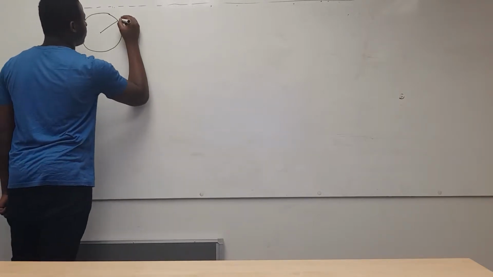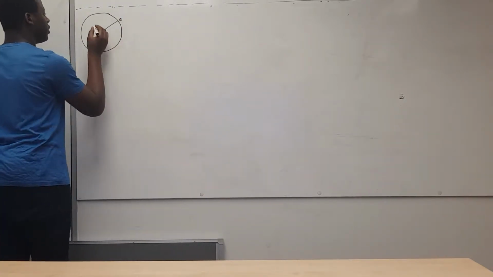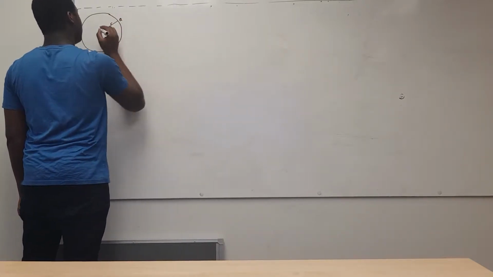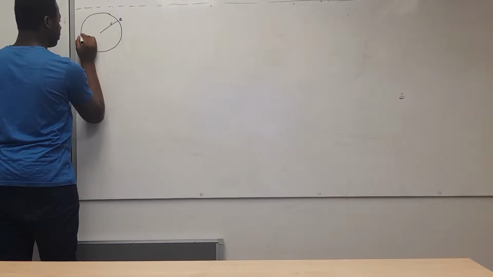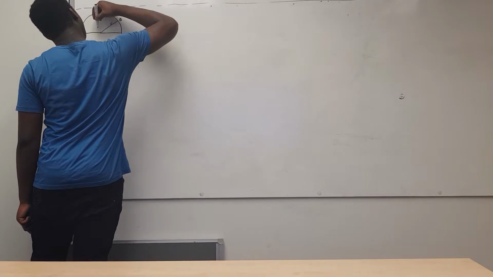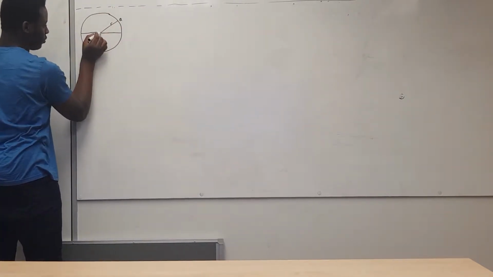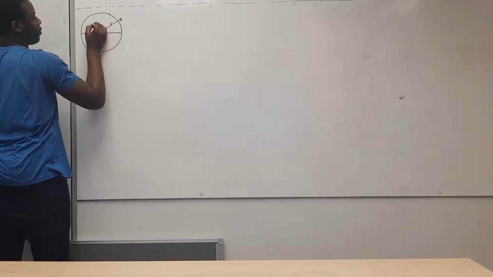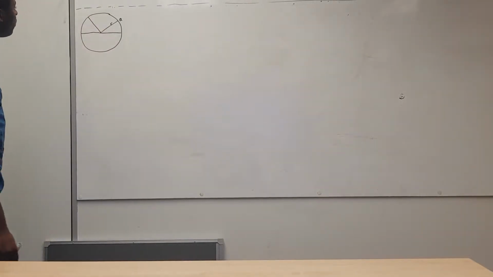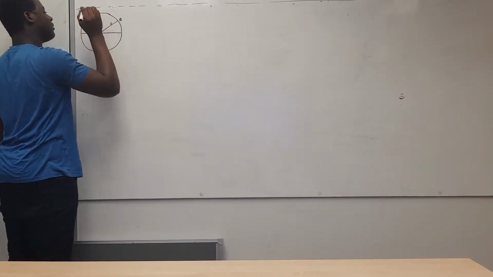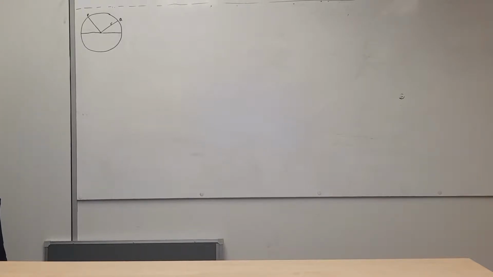Let's call this Q. So we know this is R. If we extend, let's draw a diameter. It's not straight. Let's call this P. I'm trying not to clean the circle. Hopefully you can see this blob.